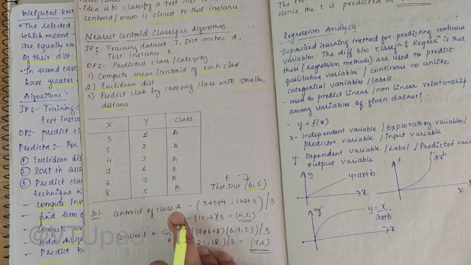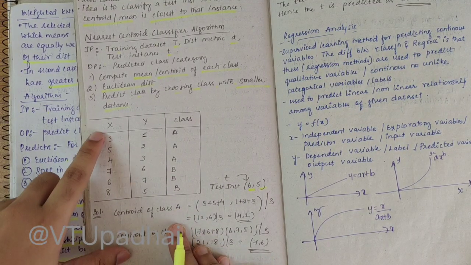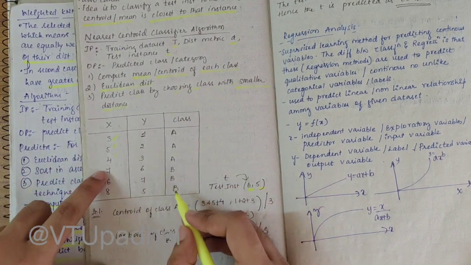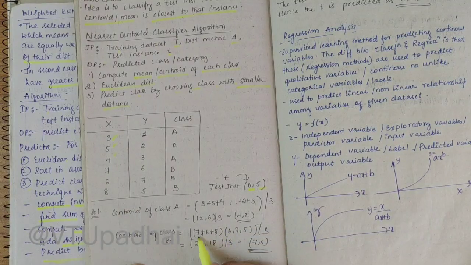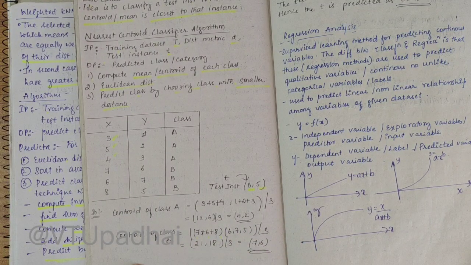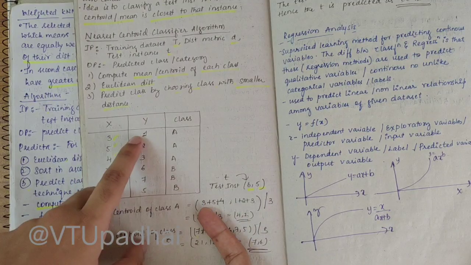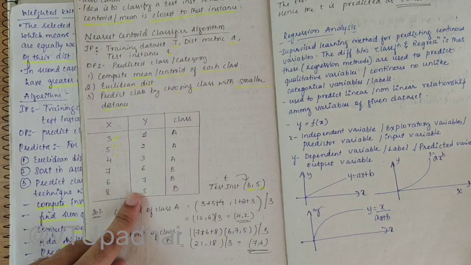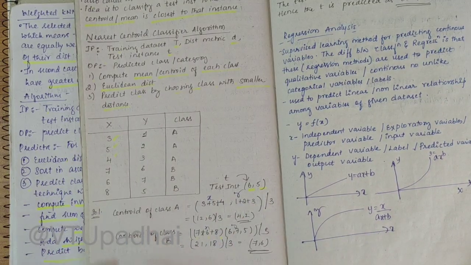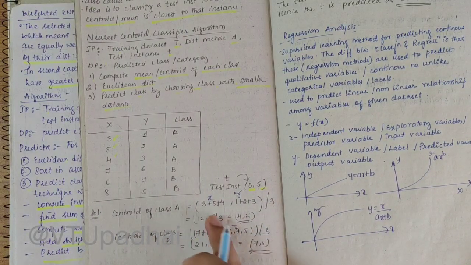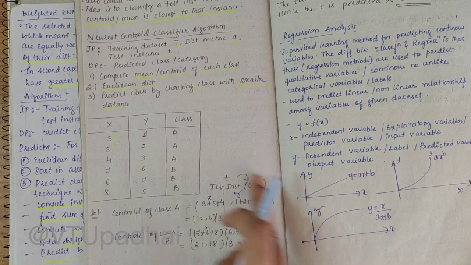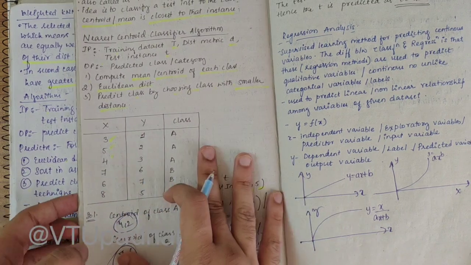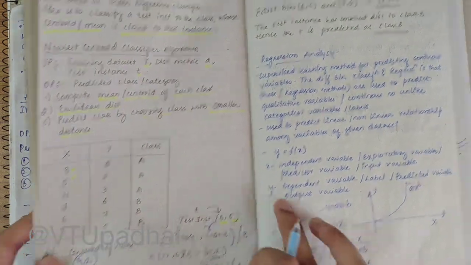So I'll find out the centroid of A. To find the centroid of A, I write 3, 5, 4 on the x side, and 1, 2, 3 on the y side. For B it is 7, 6 and 8 on the x side, and 6, 7, 5 on the y side. This is for x and this is for y, and I'll divide it by 3, because 3 values are being considered on both sides, right? If you solve, the centroid for A would be 4, 2, and the centroid for B would be 7, 6.